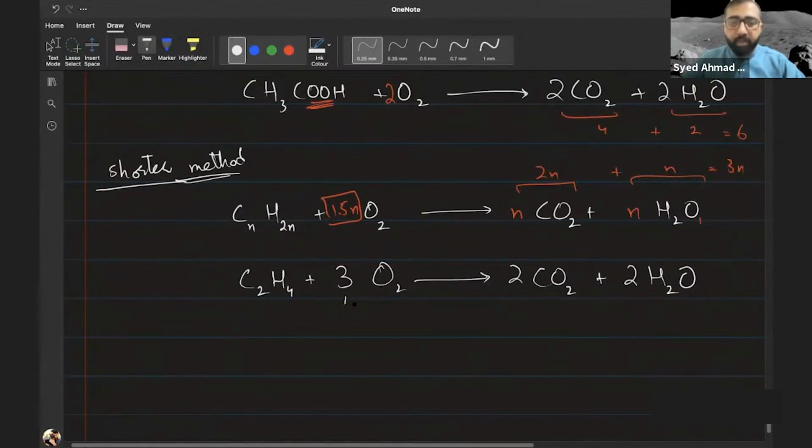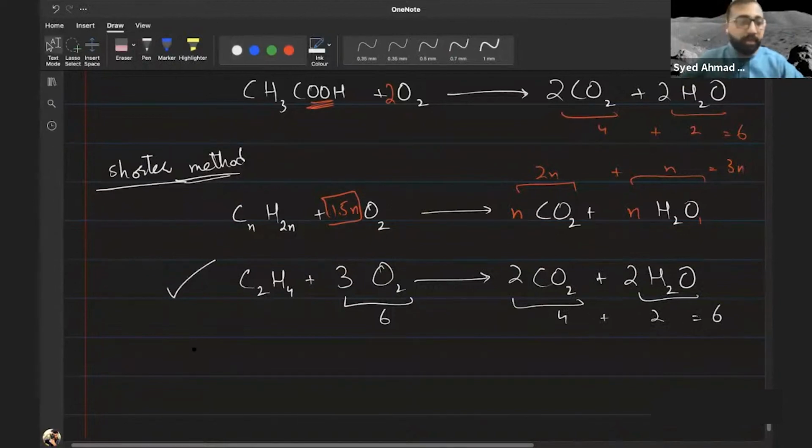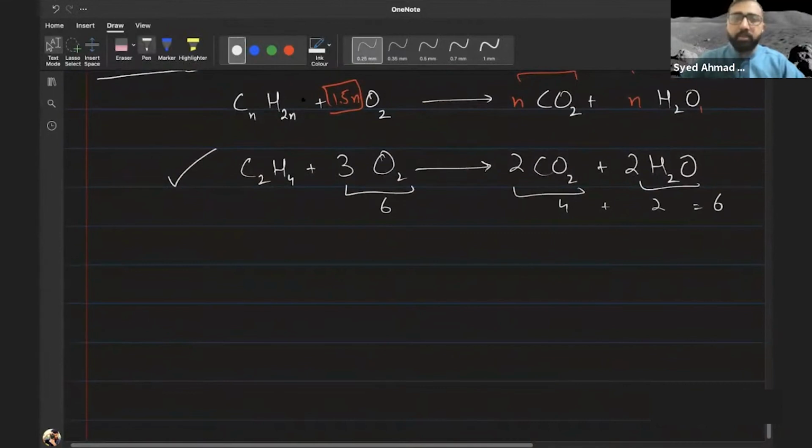Does this work? On this side I have 6 atoms. On this side I have 4 plus 2, 6 atoms. Balanced. मुझे कोई टाइम लगाने की जरूरत नहीं, एग्जाम में कोई क्वेश्चन बनाने की जरूरत नहीं है. If I know it's alkene, I know right away कितने ऑक्सीजन चाहिए. Let's do it with alkanes, and this time it's going to be a little longer.